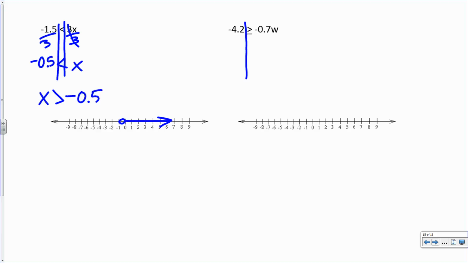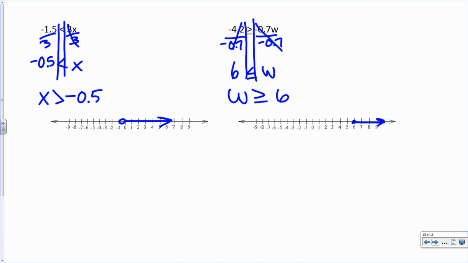Alright, this one has both things involved. So let's go here. We're going to divide by -0.7. This side becomes a 6. I divided by a negative, so I need to switch my sign. These cancel and I just have w. But that is written backwards, so let's rewrite it. W is greater than or equal to 6. So at 6 you should have a closed circle and everything to the right.